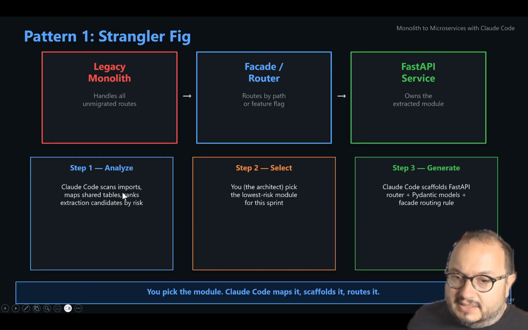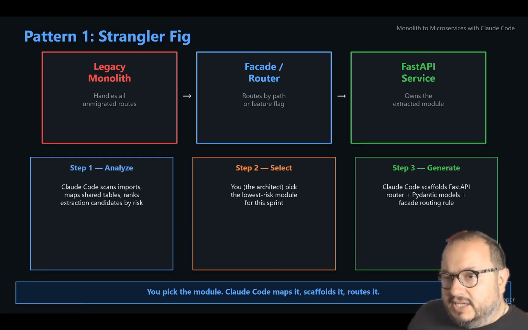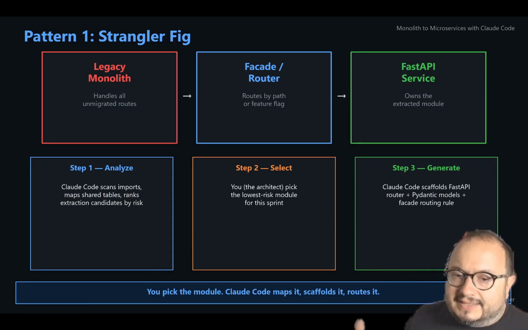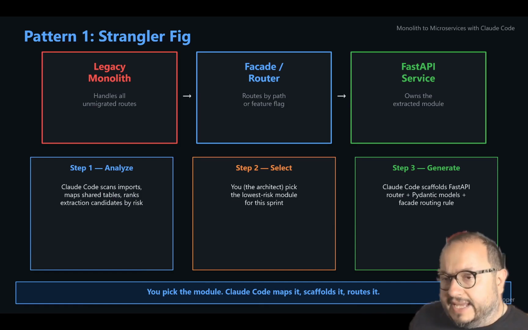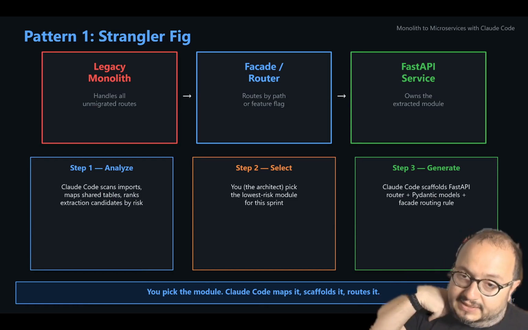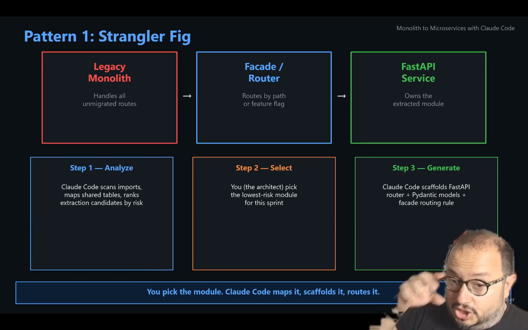Pattern 1 is the Strangler Fig, and it is the foundation every other pattern in this video builds on. The idea is simple. You do not rewrite the monolith. You wrap it. You put a routing facade in front of it, an API gateway or a simple reverse proxy, and you redirect the traffic to the new FastAPI services one endpoint at a time. The monolith still handles whatever you have not migrated yet. The new service owns what you have successfully extracted. Gradually, the monolith handles less and less until you can shut it off.